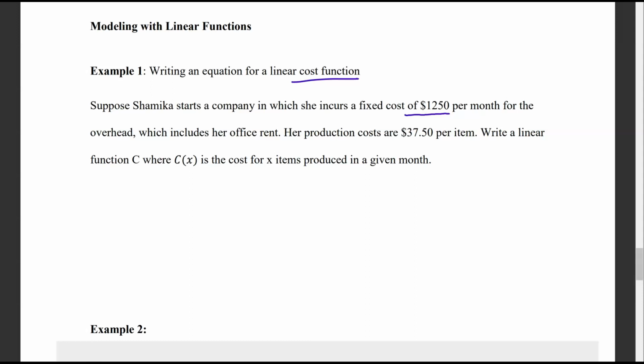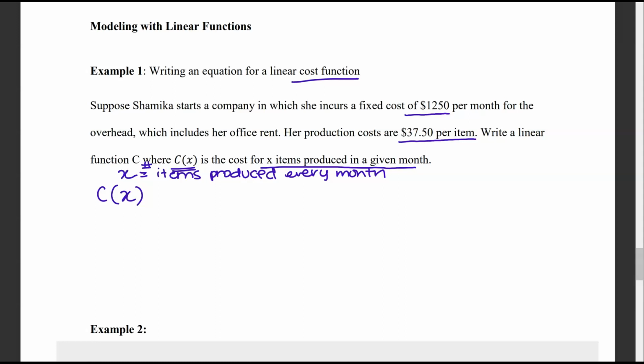Her production cost is $37.50 per item. Write a linear function C where C of x is the cost of x items produced in a given month. So we're going to start off with C of x. Let's make sure we identify our variable x. What does x represent? x is the items produced in a given month. And we should be specific here. We really should say the number of items because x is going to be a number.